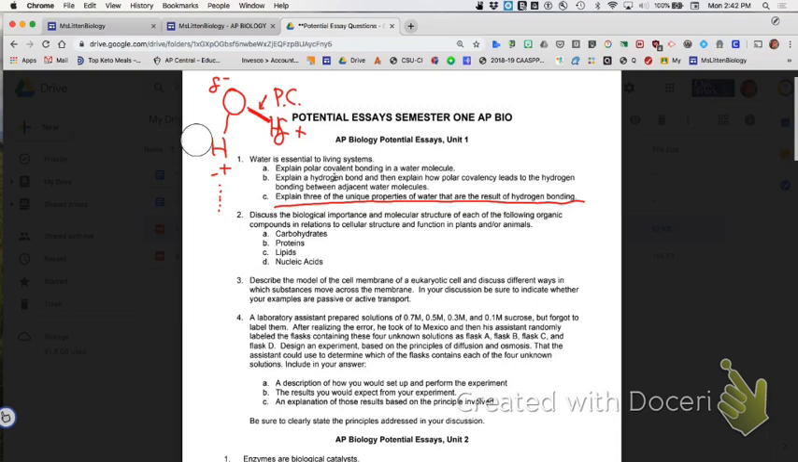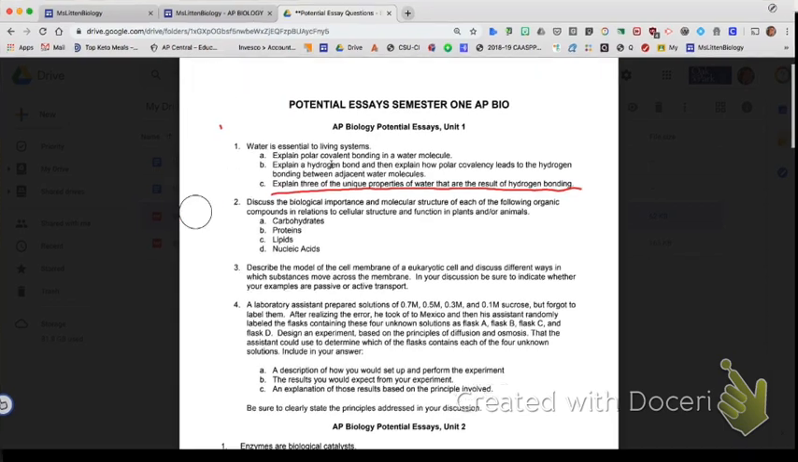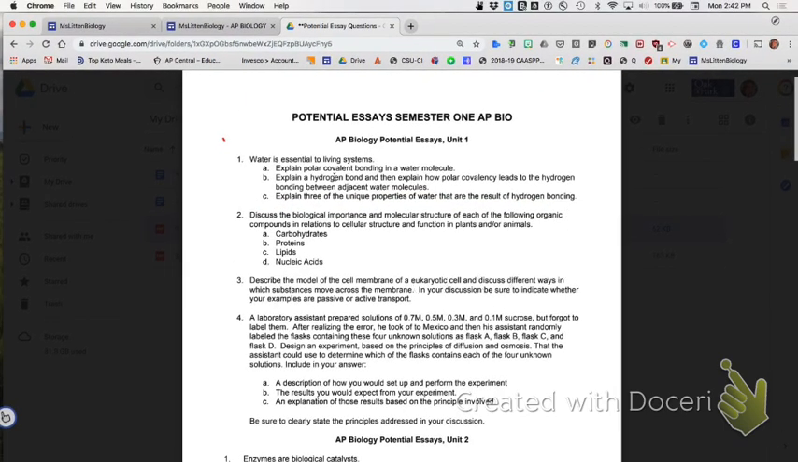Okay, essay number 2. Discuss the biological importance and molecular structure of each of the organic compounds in relation to cellular structure and function in plants and animals. Have we talked about carbohydrates? Yes. What is the monomer for carbohydrates? Monosaccharides. What is the simple name for a monosaccharide? Sugar. So sugars are the bricks. The polymer is a polysaccharide. That would be like the wall.